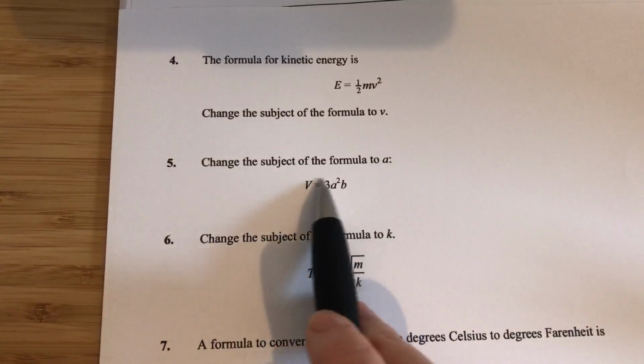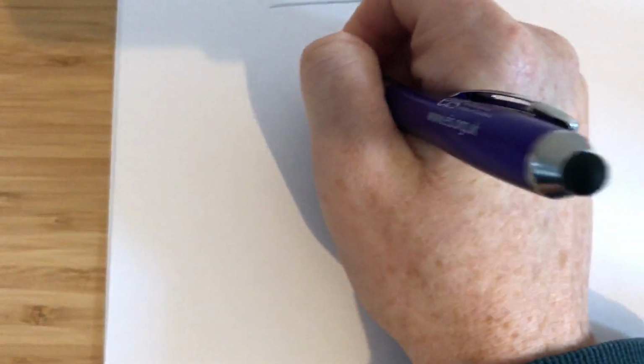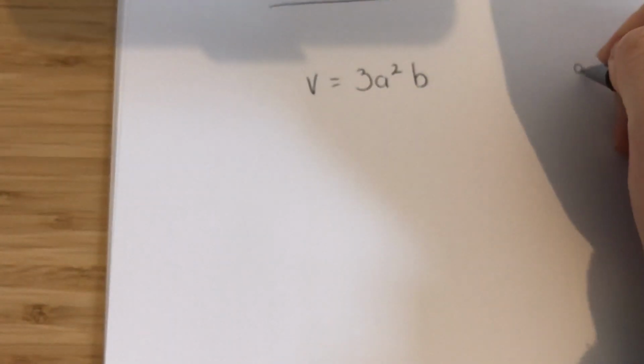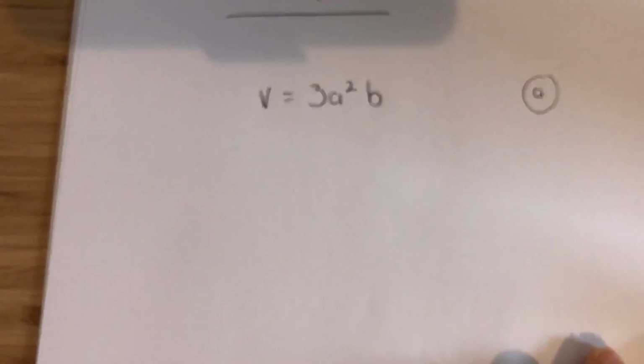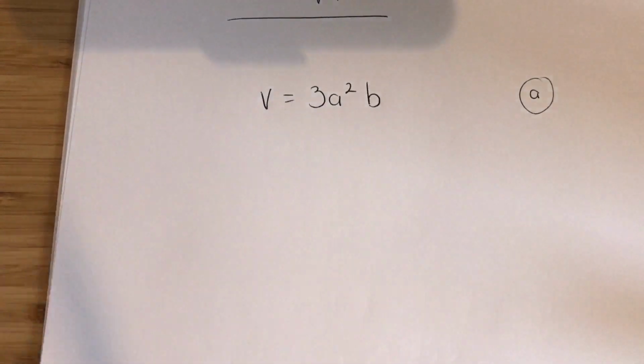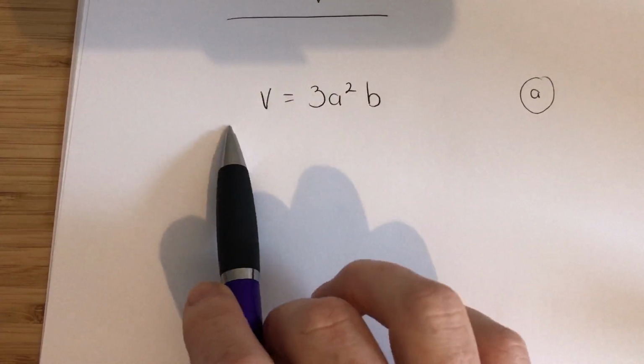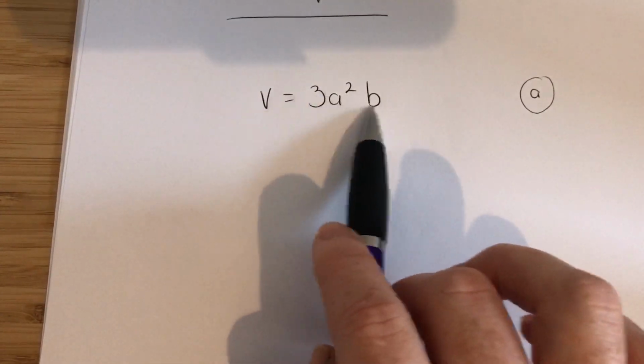Next one I'm going to look at is this one here. So not too dissimilar to the one we've just done. So you could almost try it yourself if you'd like. We've got v equals 3a squared b, and we're changing the subject to a. So we're looking at where a is right now. It's on the right-hand side of the formula. So actually I want it on the left-hand side. Because it's on the numerator, it's not on the denominator for a fraction.